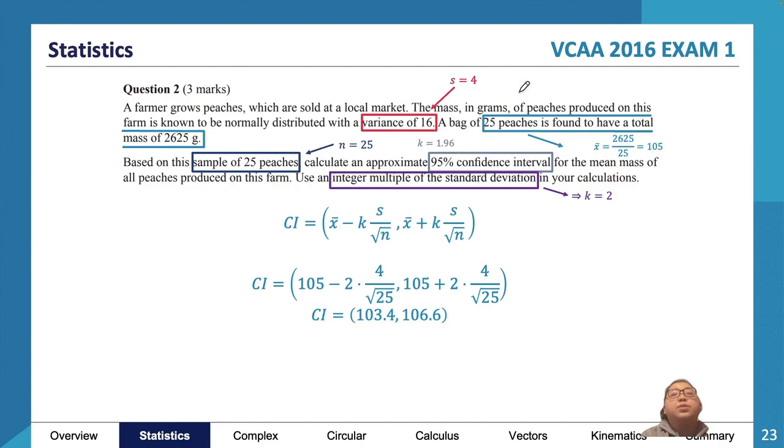And you can see that this would be in exam 1, and often they do questions like this where they get you using an integer multiple, and that way you can calculate the values you're supposed to.